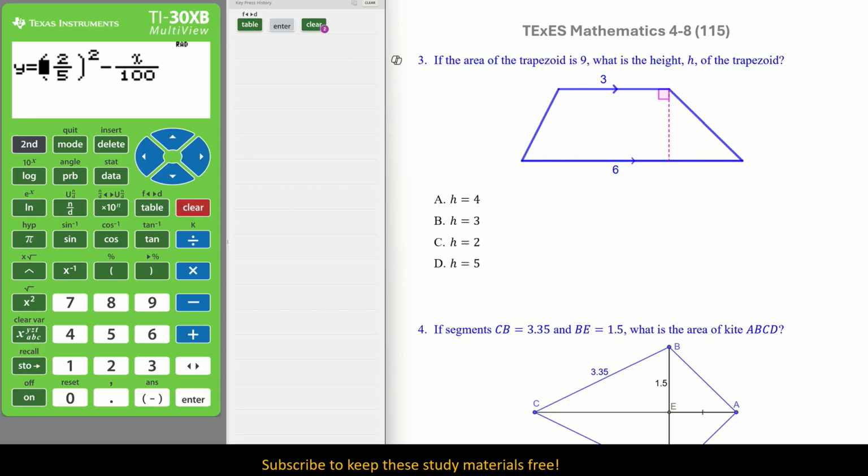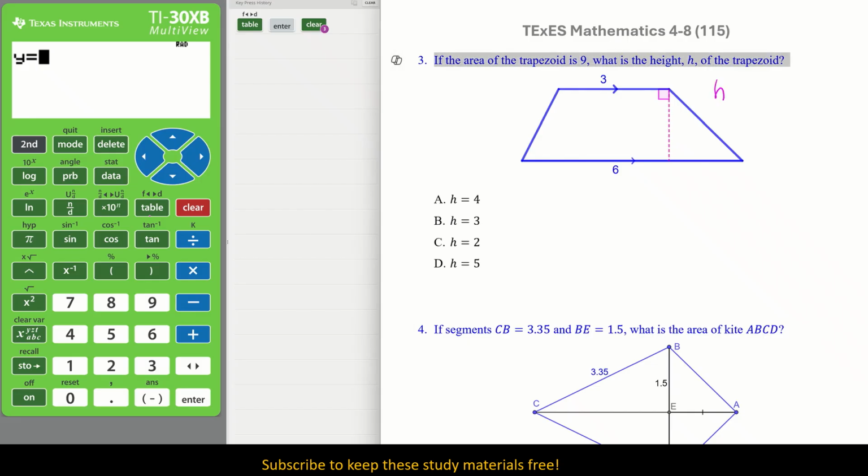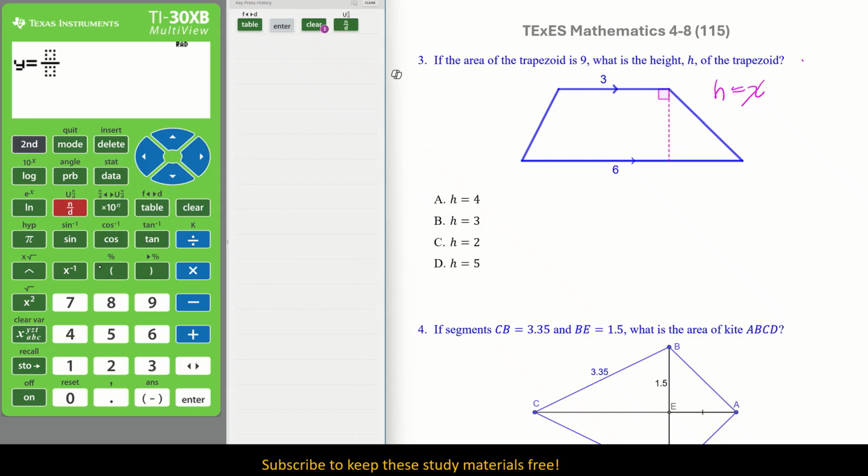Oops. Let's go back. We need to clear everything out. I pushed enter accidentally, I think. So just clear it out and put in the formula. And let's say that h equals x for our purposes. There we go. Okay. So put your fraction in and your parentheses.